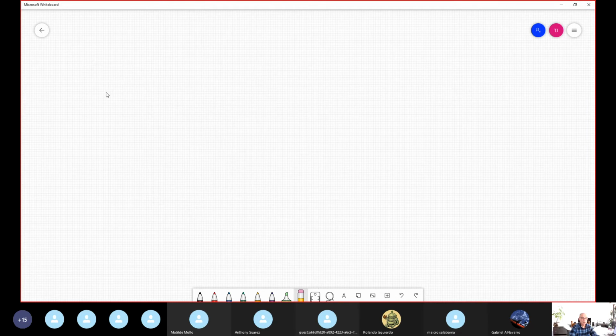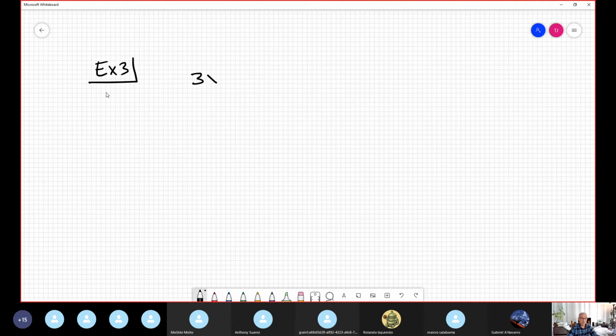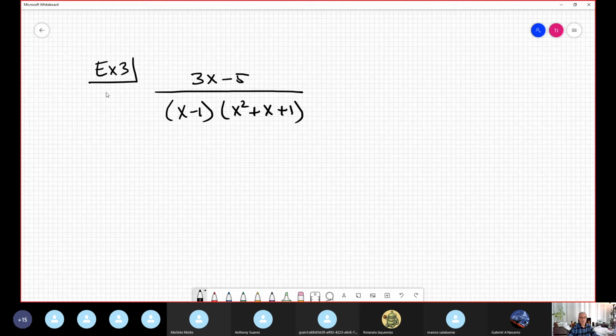Example 3, which includes an irreducible quadratic, but no repeated factors. Suppose this example, example 3. Suppose 3x minus 5 divided by x minus 1, x squared plus x plus 1. So I detect that this factor is linear, real. And I detect this factor is an irreducible quadratic.